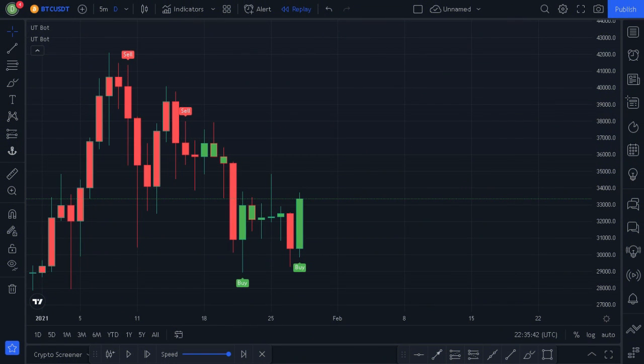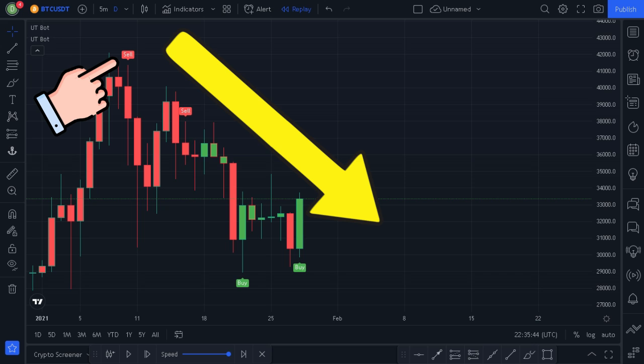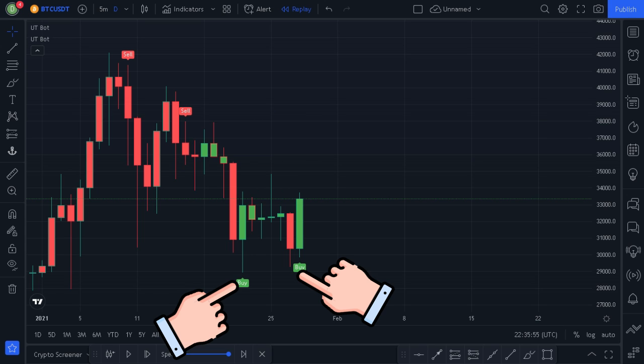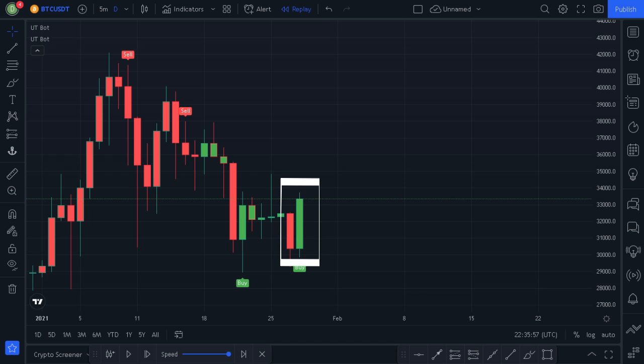Here on the chart, the price tried reversing because of this sell signal that you got here, but then you got this buy signal and the price formed these long wick candles which are rejecting the downward movement. And then you got this second buy signal and the price formed this bullish engulfing candlestick pattern.